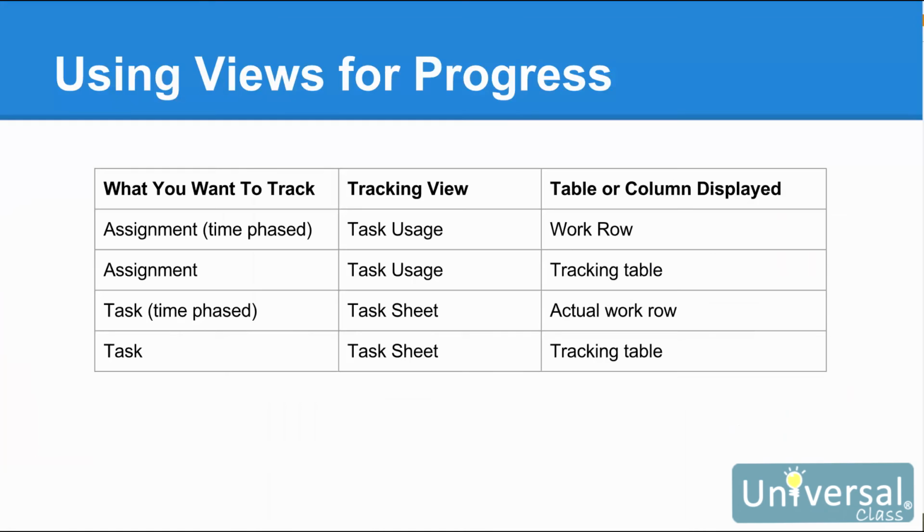Project 2016 has several views, as we've already discussed in this course. These views can be used to enter in progress and status updates, as well as view progress on your project. Here is a table that lists the tracking views that you can use to enter and view tracking information. For example, if you want to view the assignment, which is time phased, you use the tracking view task usage and look at the work row.